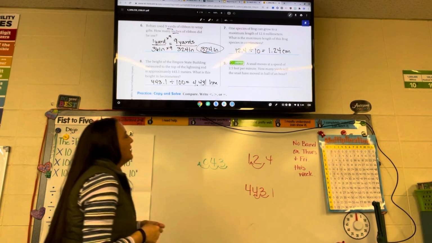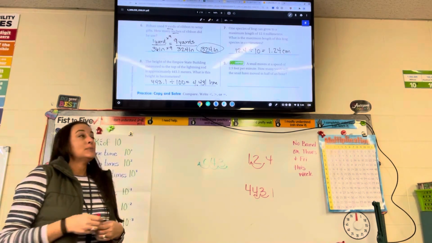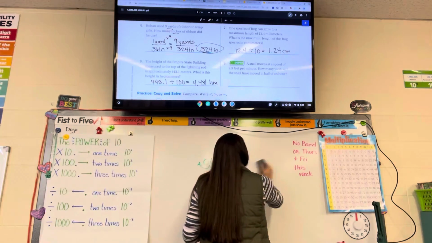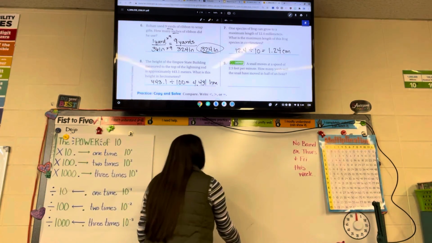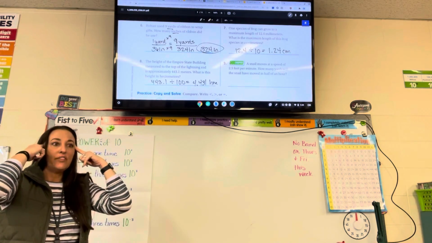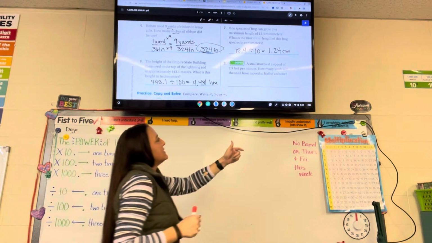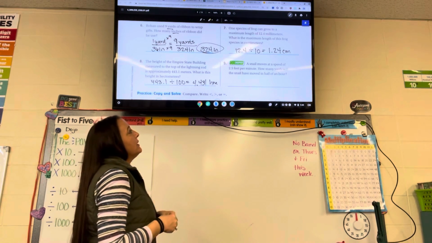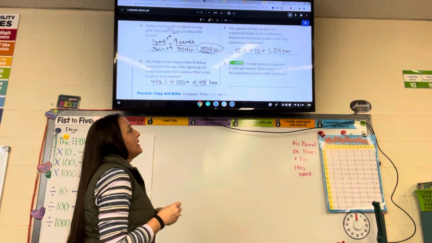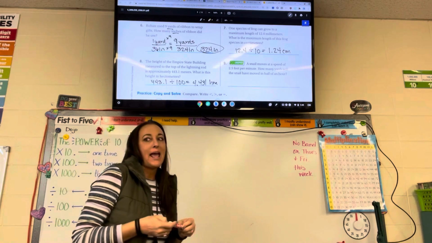Okay, this one tripped me up this morning because I missed a key point. I should have realized it was going to be trickier because of that little go deeper thing. Go deeper in your thinking. Go deeper in your brain. A snail moves at a speed of 2 5/10 feet per minute. How many yards will the snail have moved in a half an hour?